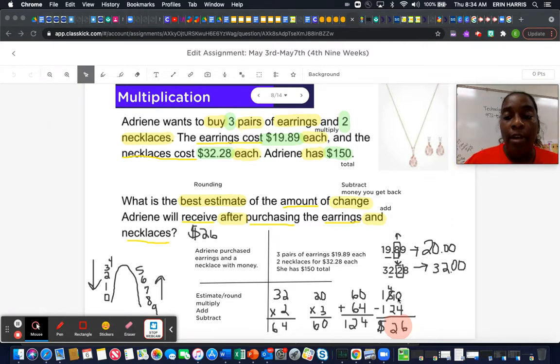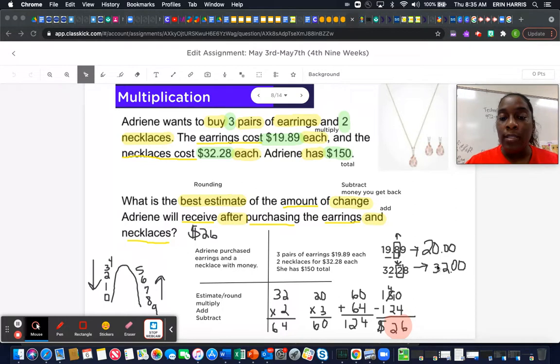And so I take $150, which is the total, and I subtract $124. And so I have 0 minus 4, and I cannot subtract 4 from 0, so I have to borrow. I go to the 5, I make it a 4, I bring over the 10. 10 minus 4 is 6, 4 minus 2 is 2, and 1 minus 1 is 0. So she has about $26 in change that she will receive back.